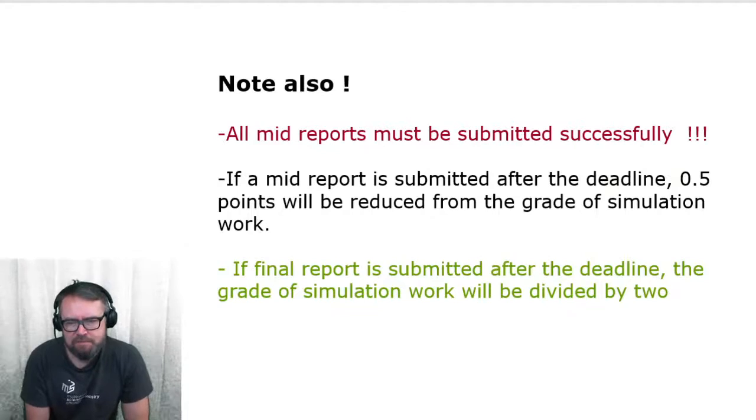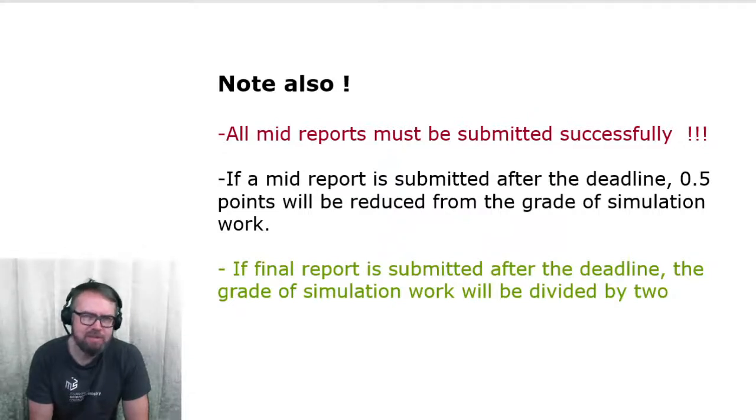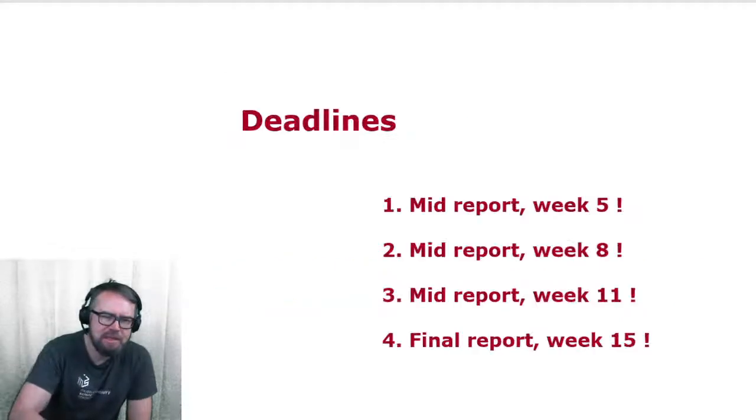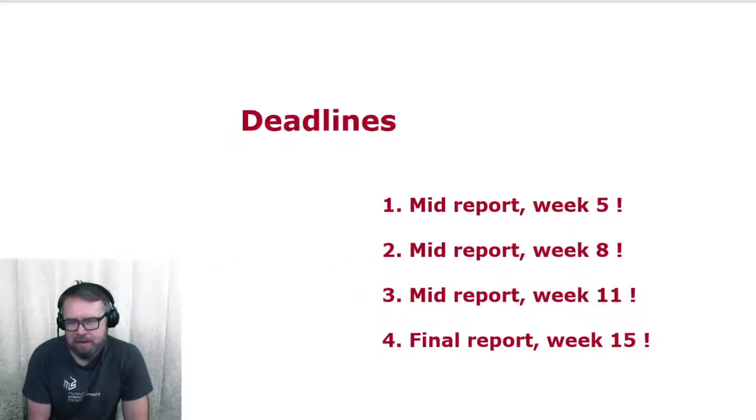But if you miss them, we're going to take some points off from your simulation assignment. So if you miss 1 deadline, we're going to take 0.5 points off. You miss 2 deadlines, it's going to be 1 point off, and so on and so forth. So you can do the math. So if you miss all of them, well, you know that your maximum score is no longer 5, but it's just seriously reduced. These are the deadlines. And again, Suraj will explain the details.